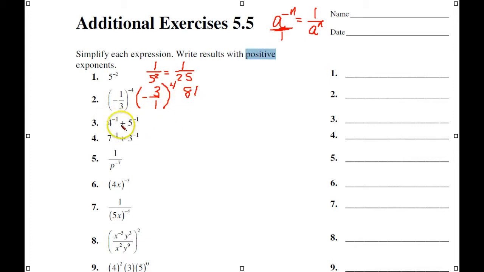Now here, this is just another way of writing fractions. This becomes 1 over 4 plus 1 over 5, which will equal the common denominator of 20. Multiply this one by 5, so that is by 5. This by 4, so that is by 4. So you get the fraction now, 9/20.